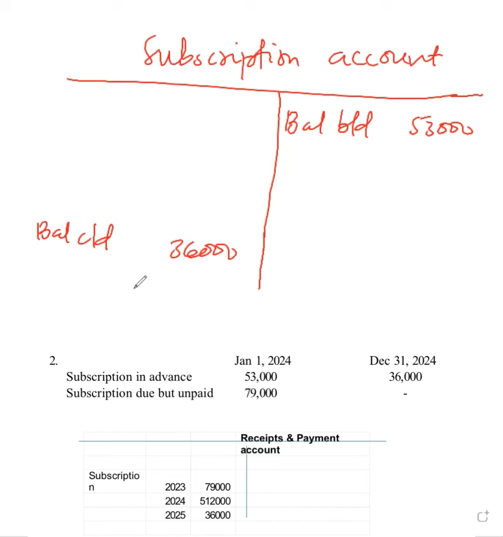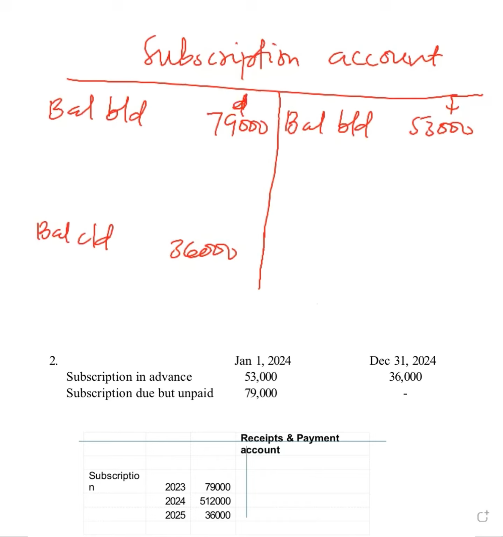So always the first thing that you ask yourself is: is it an asset or a liability? If it is an asset, all assets have a debit balance. If it has a debit balance, then it means the opening balance will be on the debit side. So right here, balance brought down, which is 79,000. Don't forget to bring your city sign.